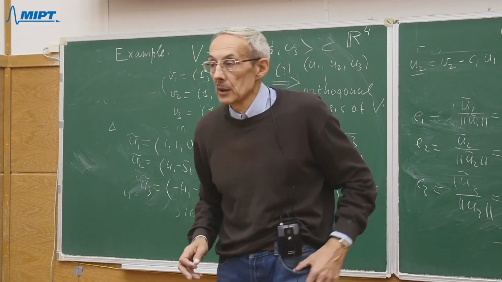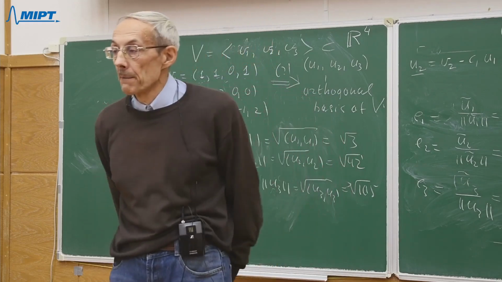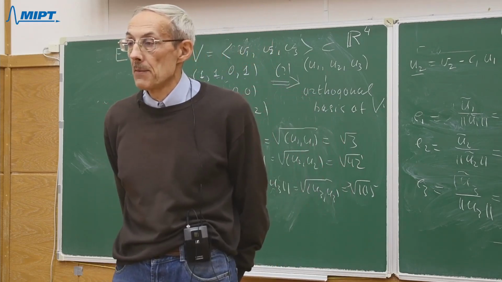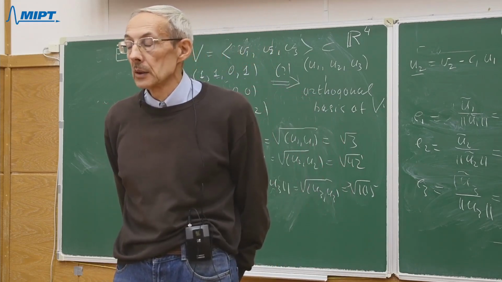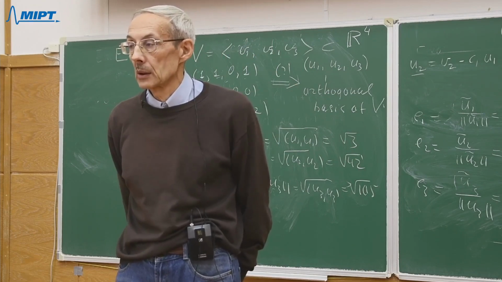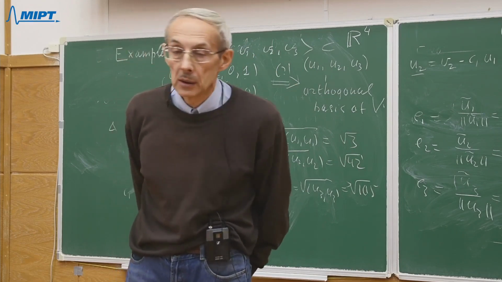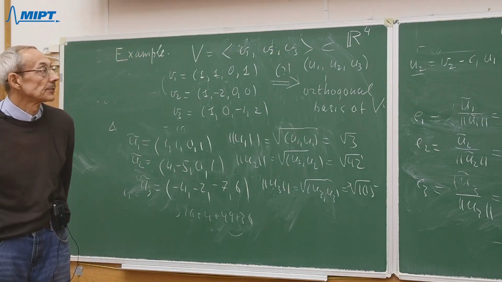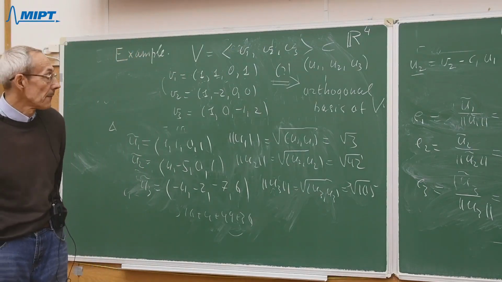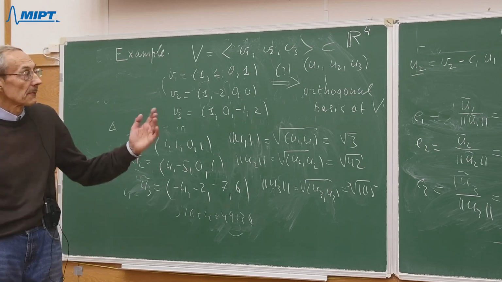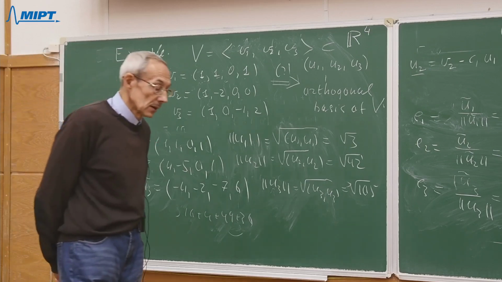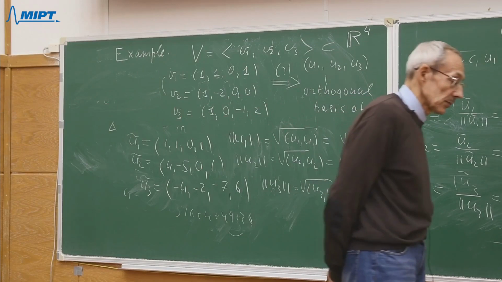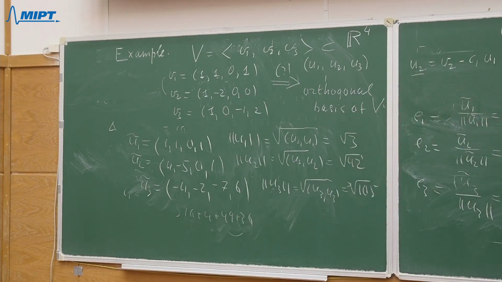Any question about this example? Do you understand this calculation which illustrates the previously proved theorem? We applied the orthogonalization procedure by Gram-Schmidt to this particular example.